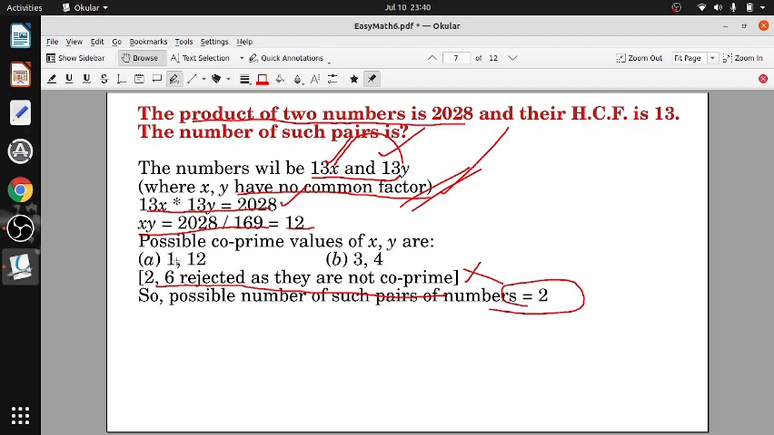One is 13 into 1 and 13 into 12. And the second pair, 13 into 3 and 13 into 4. So how many such pairs are there? There are two such pairs. 2 and 6 are rejected. They are not co-prime.